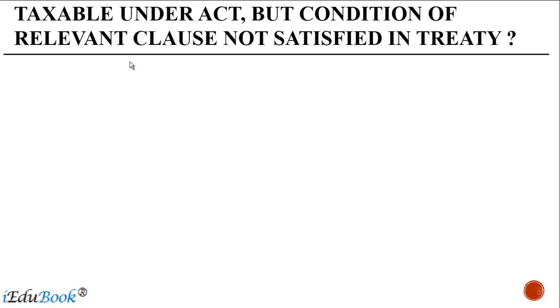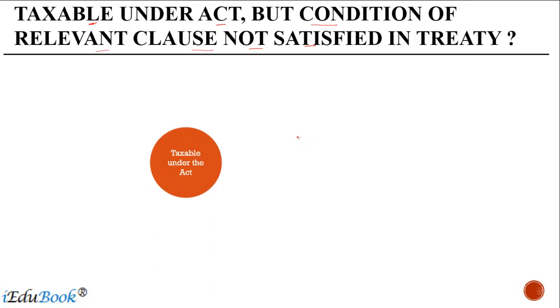Now, what would happen if a particular income is taxable under the Act, but the conditions of the relevant clause are not satisfied in the treaty? For many of you who are looking at this for the first time, this might be a little difficult to comprehend at this point in time. But as you go on to interpret various articles, you will find the practical application of this in many cases.